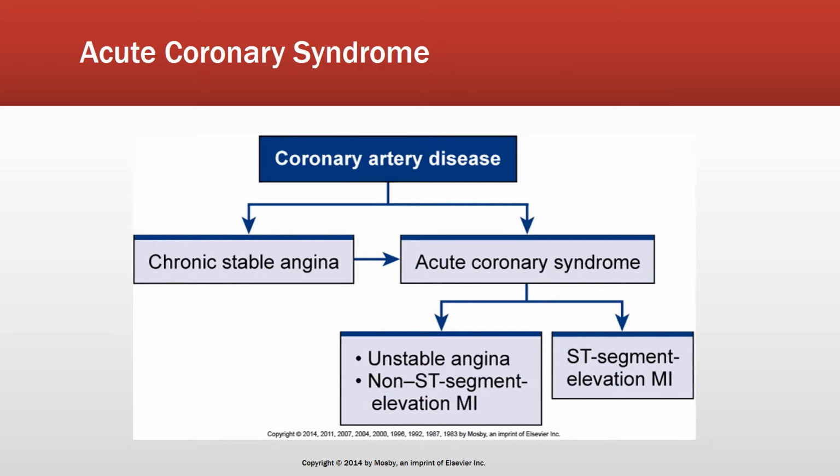When we're talking about separating it, we can look at the acute coronary syndrome. Here we have unstable angina. We can either have a non-ST elevation MI, and we can have an ST elevation MI, which fall under the acute coronary syndrome category.